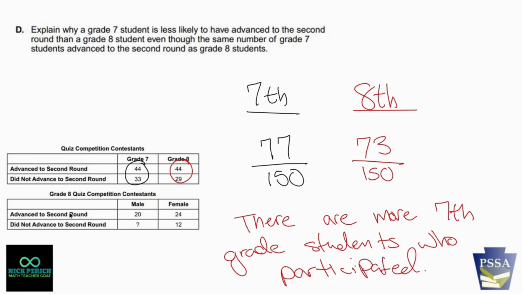There's a lot of ways that you can answer it. There really is. But the reality is, since there's more 7th grade students and you were to get rid of the kids that did advance, you have more kids in 7th grade that didn't. So there's your answer. Four-parter, kind of tricky.